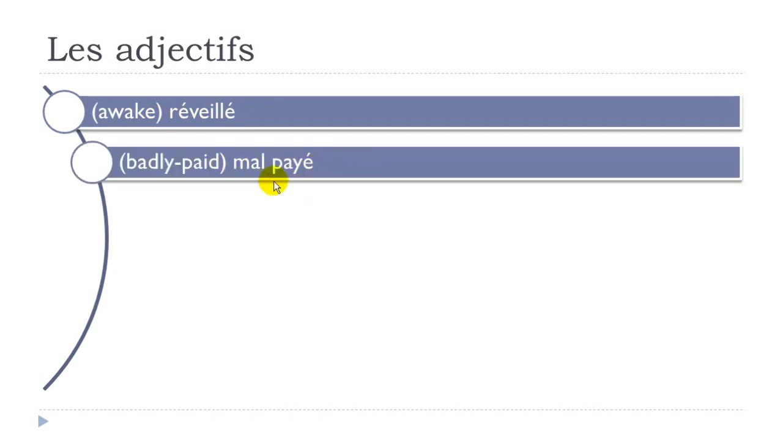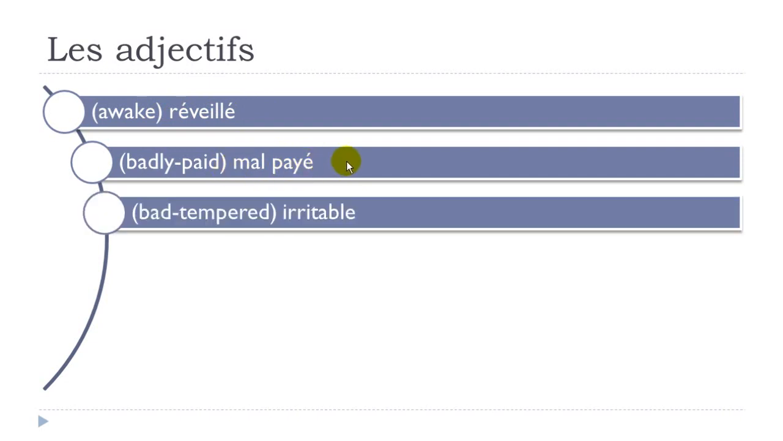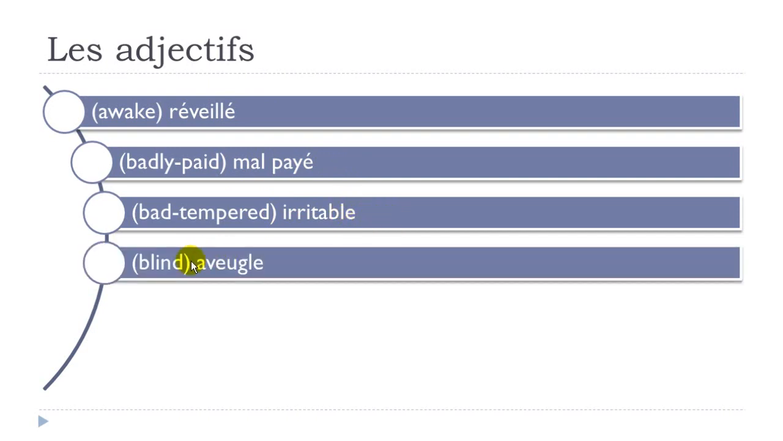Mal payé. Okay, remember when you get this y and two vowels, so payer. Payer. Mal payé. Irritable. Don't insist on the final e. Aveugle. Same thing. Final e, not really present. So aveugle. Gle. Aveugle.